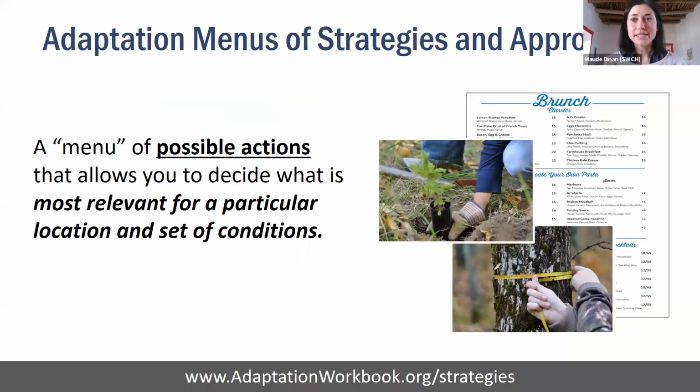This is why adaptation menus can be handy. They're a list of possible actions that allows you to decide what is most relevant for a particular location and set of conditions. So for step 4, you'll be using the Adaptation Strategies and Approaches menu, which can be found embedded in your workbook, or you can find it in chapters 3 and 4 of the Forest Adaptation Resources document.